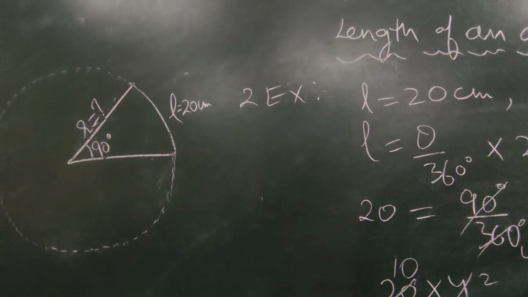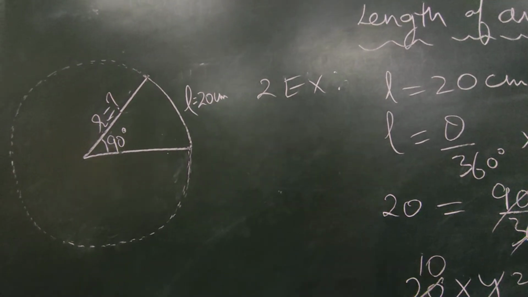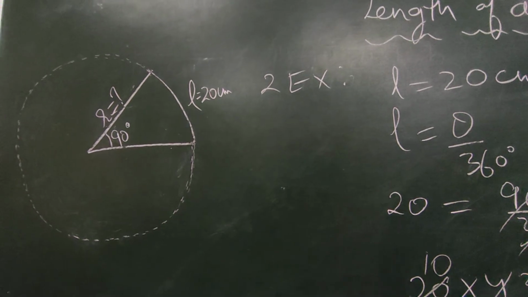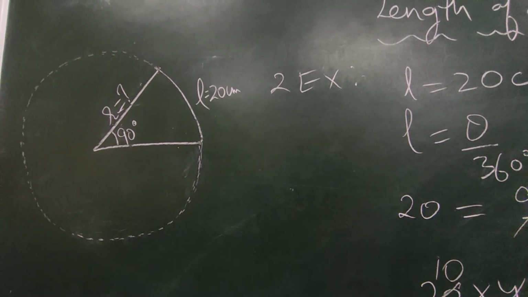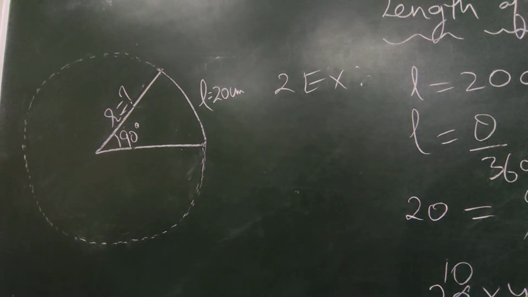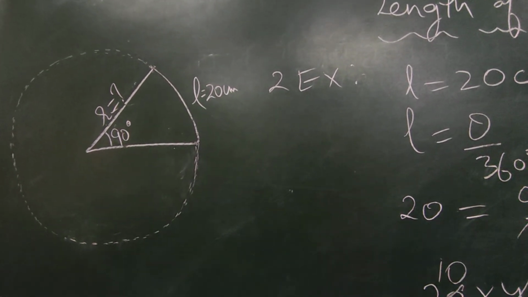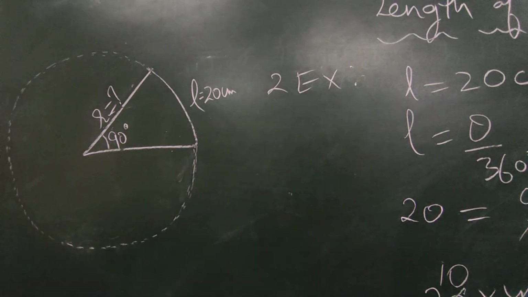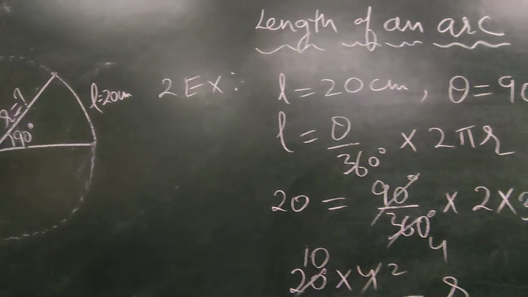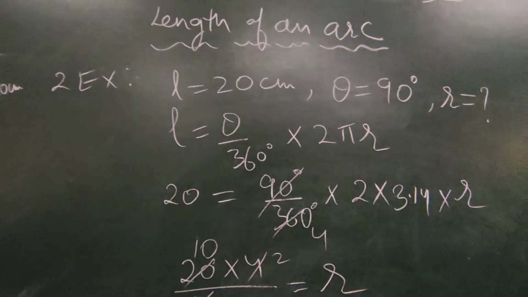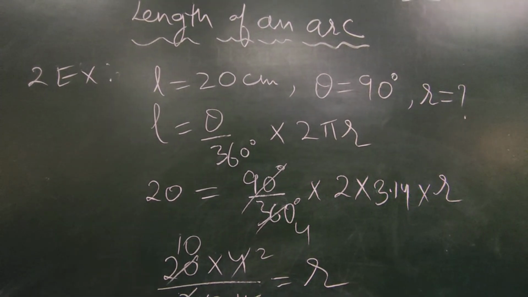Now let's do example number 2. Here we have a wire of length 20 centimeter and this wire is bent to form an arc which is subtending an angle of 90 degrees at the center, and you have to find the radius of this circle. So here we have L equals to 20 centimeter, theta equals to 90 degrees and R we have to find.